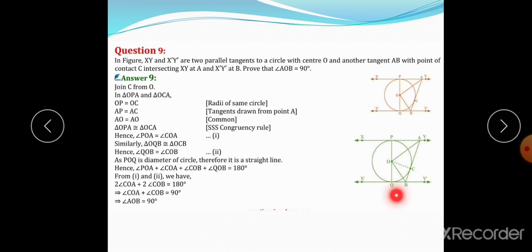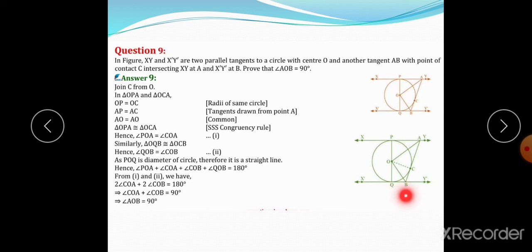We have to prove angle AOB equals 90 degrees. Given: XY and X dash Y dash are two parallel tangents of a circle with center O, and AB is another tangent intersecting XY at A and X dash Y dash at B. To prove angle AOB equals 90. Now construct: join OC, and then OB. Now PQ is a diameter, and B is an external point.